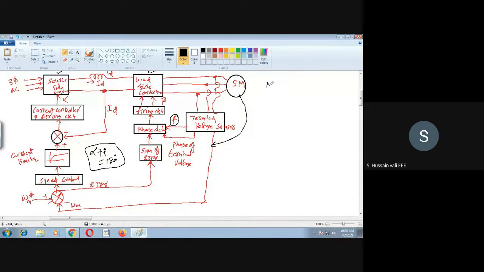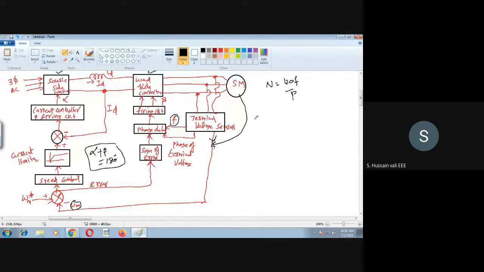From the frequency, you know very well the speed is equal to 120 f by p. I hope you know this in case of the synchronous motor. So by sensing this terminal voltage, you get the frequency. From the frequency itself, you calculate and take this speed signal here. This is omega m, the speed of the synchronous motor. Either you take it here or you take it like this. It's better you take it through the terminal voltage sensor only, because you don't need an extra sensor here. Otherwise, you need a speed sensor here.